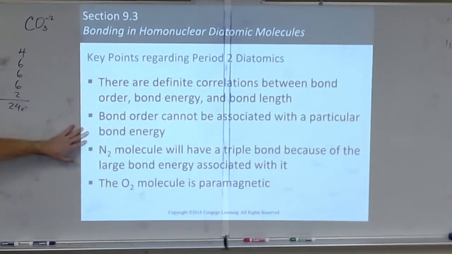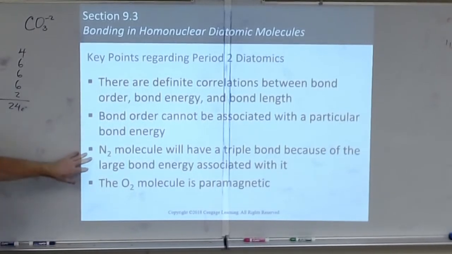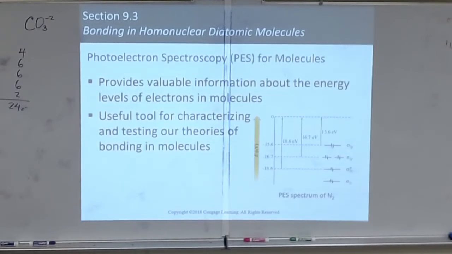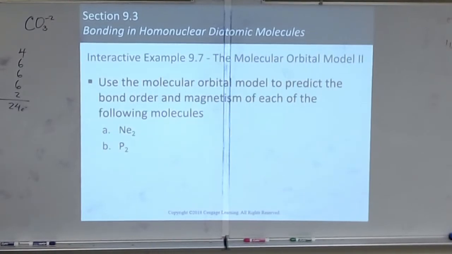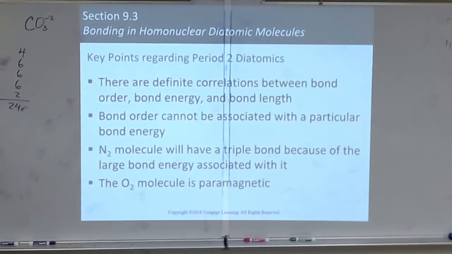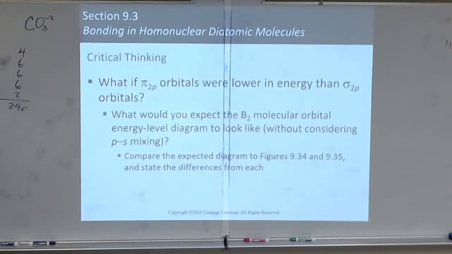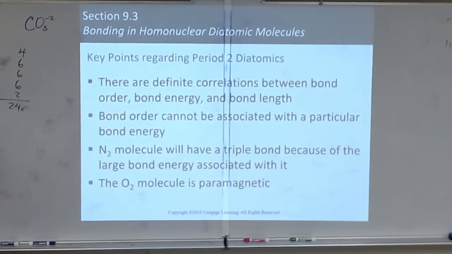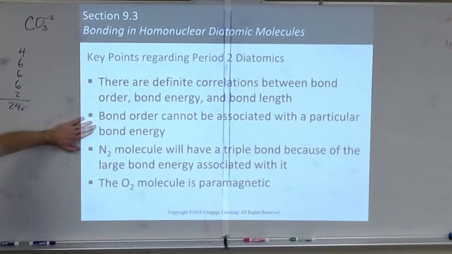This is important. Just because I have a bond order, I can't talk about specific bond energies. This is a triple bond. Oxygen's paramagnetic. Can you go back to the slide that you said is very important? Bond order. Just keep in mind that bond order is not going to give you a particular energy.